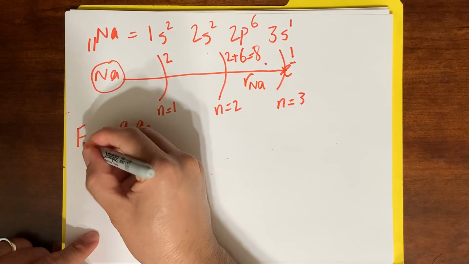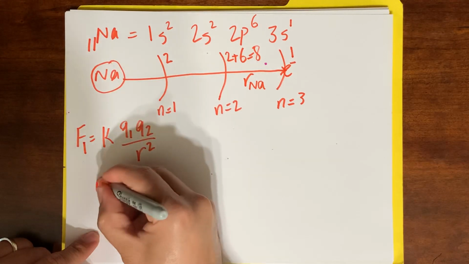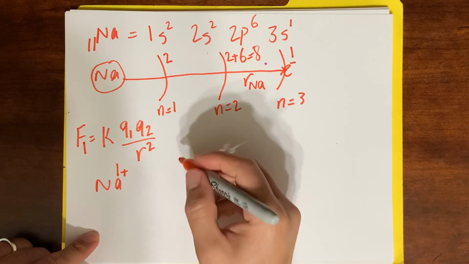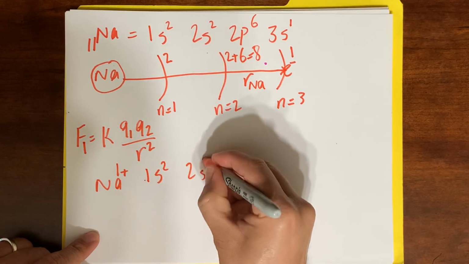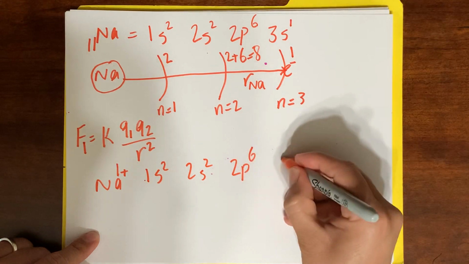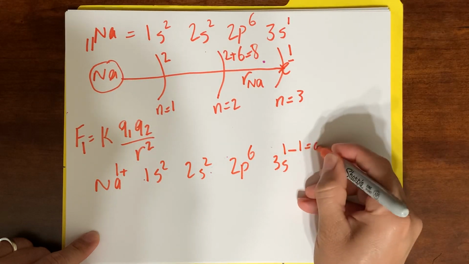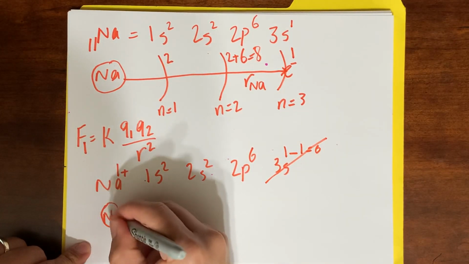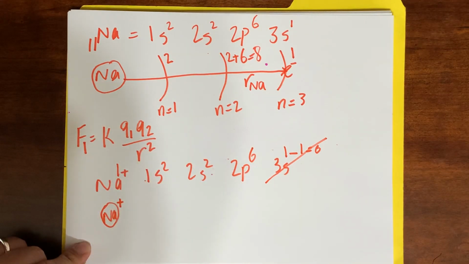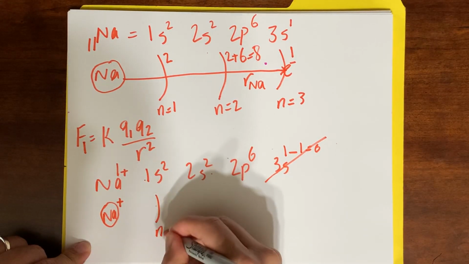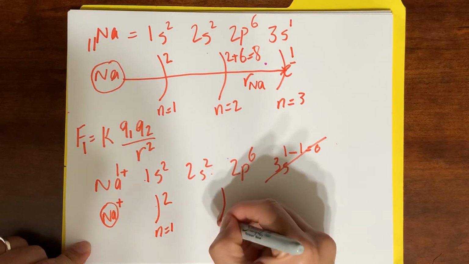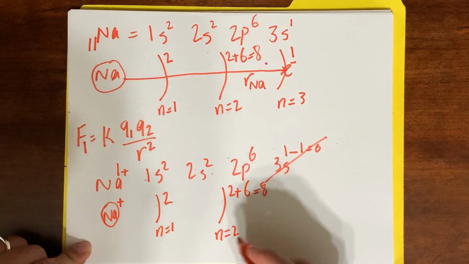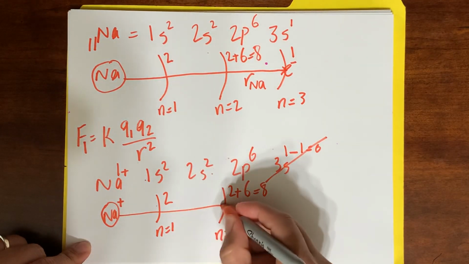Now let's call this one 1. And now compare it with the sodium cation. It will be 1s2, 2s2, 2p6, and 3s, 1 minus 1, 0. So this one will be gone. That means we have the nucleus of sodium plus 11 and 2 electrons in n=1, and in n=2 we have 2 plus 6, 8. So we are taking the electron from this layer.